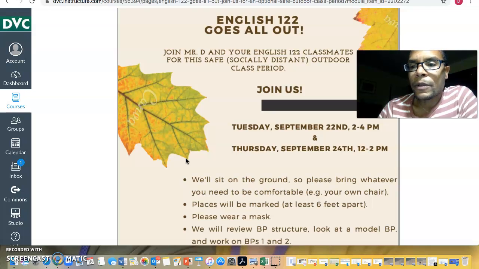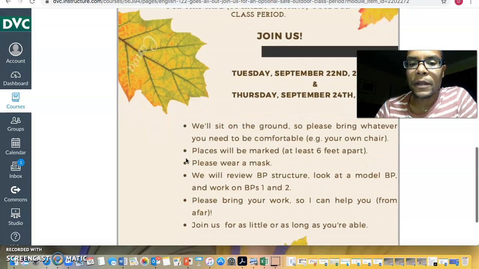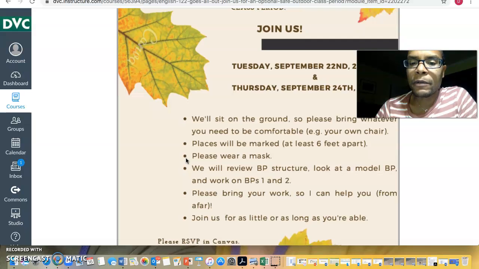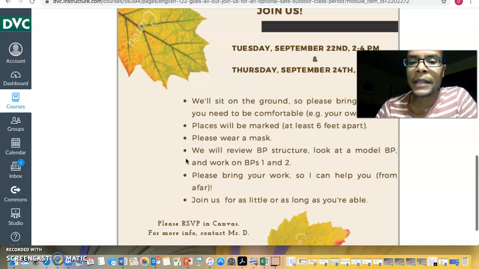Those are optional, so if you're able to and want to attend, I would love to see you. We'll be sitting on the ground, so bring whatever you need to be comfortable. I'll be marking spots that are at least 6 feet apart. Please wear your masks. I know we're outside and you'll be 6 feet apart, but just for extra safety, please wear a mask. We'll be reviewing body paragraph structure.